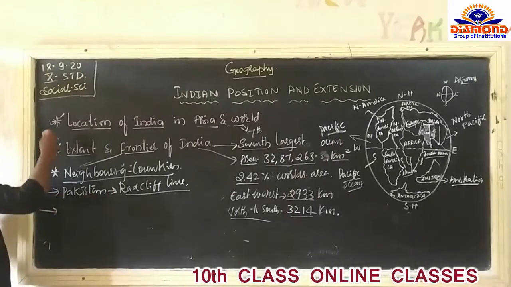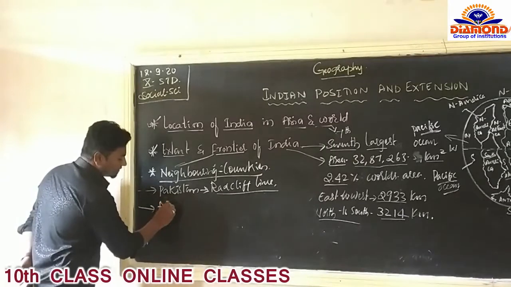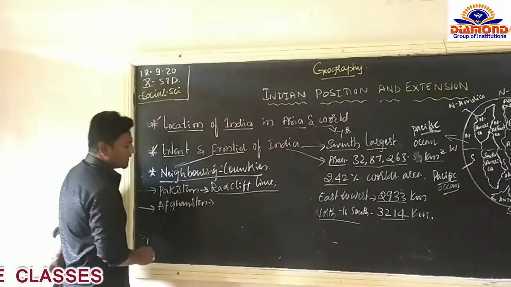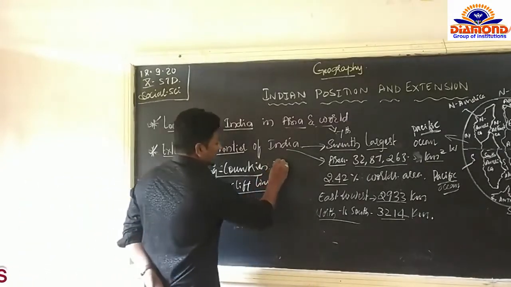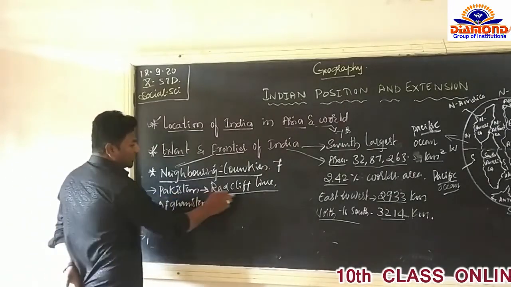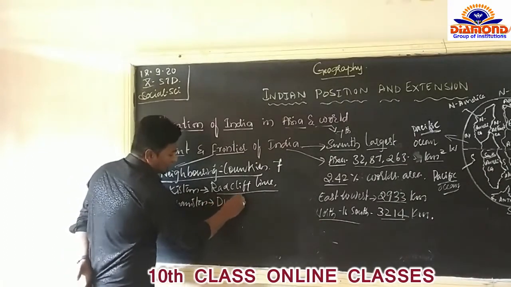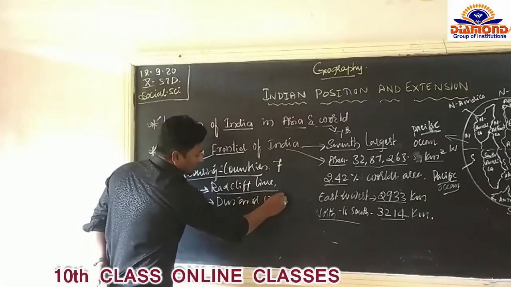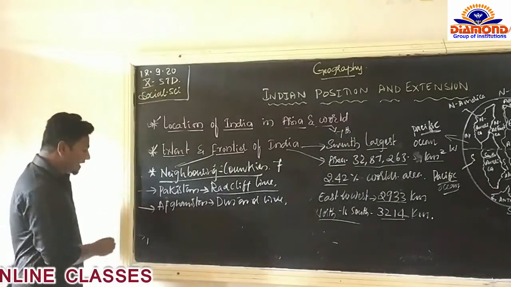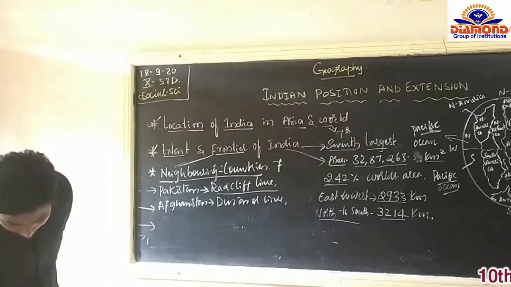Then we also see, at the top of Kashmir after Pakistan, that is Afghanistan. This is the second. There are 7 countries which are neighboring countries to India. There is Pakistan, separated by the Radcliffe line, and Afghanistan, the Durand line. This Durand line is the line which separates India from Afghanistan. They also call it the border line.